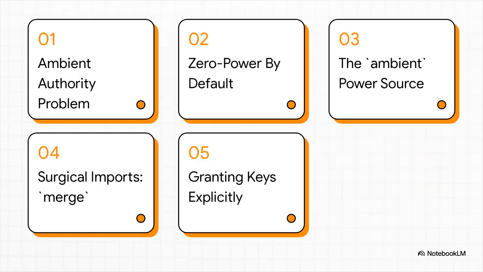First up, we're going to tackle a huge, often invisible security flaw that's present in most programming languages, something called the ambient authority problem. Then we'll see Merg-E's solution. Everything starts with zero power. From there, we'll find out where power actually comes from with something called the ambient tree, see how to safely bring in outside code using merge, and finally, get to the real secret sauce, how you grant permissions explicitly and only give what's absolutely necessary.